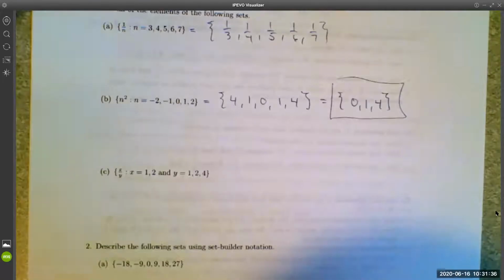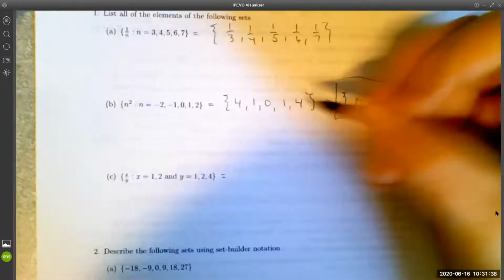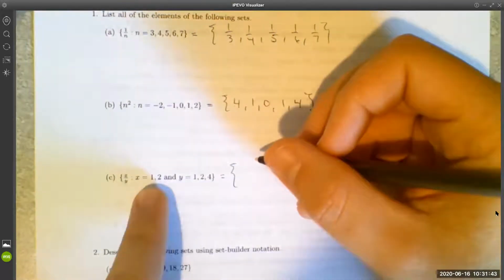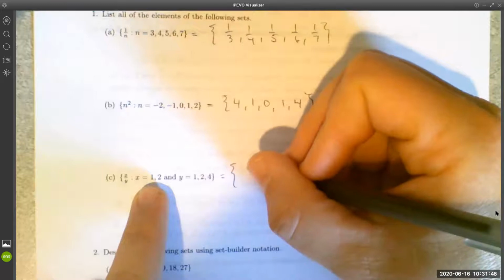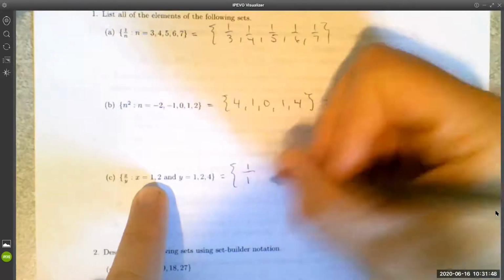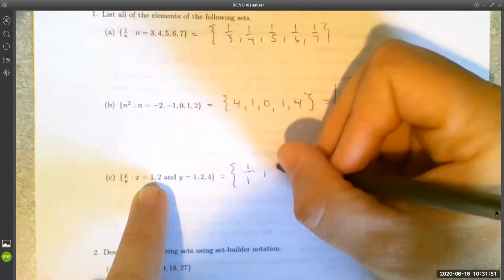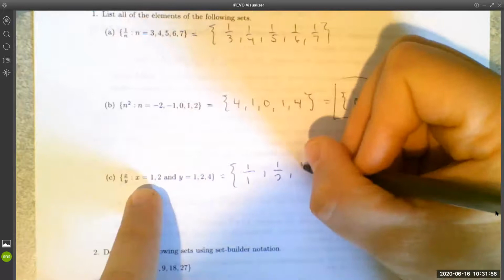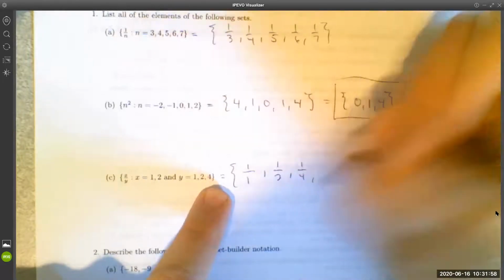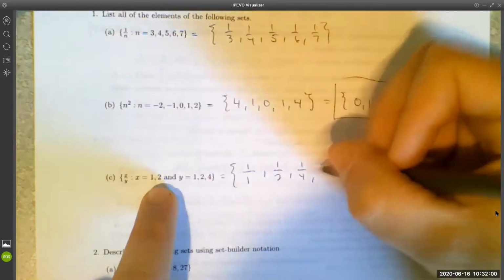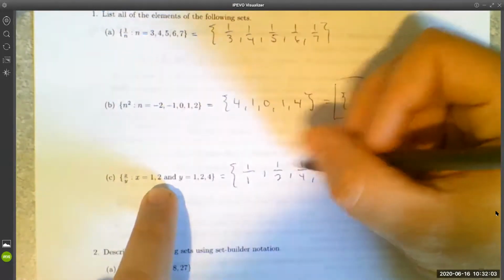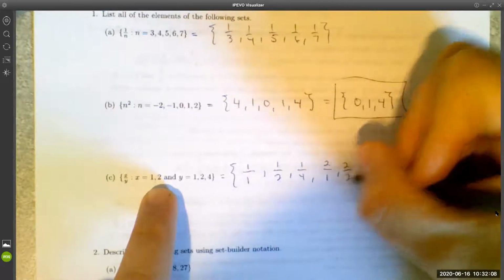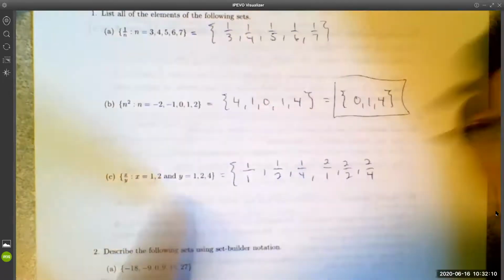Part C is kind of tricky too, because on part C we have 2 moving parts, right? So one possibility is that I plug in 1 for both x and y. Another possibility is that I plug in 1 for x, but 2 for y. Another possibility is that I plug in 1 for x and 4 for y. And then I get the same things, but with 2 in the numerator, if I plug in 2 for x. So I could also have 2 over 1, 2 over 2, 2 over 4. I think those are all the possibilities.